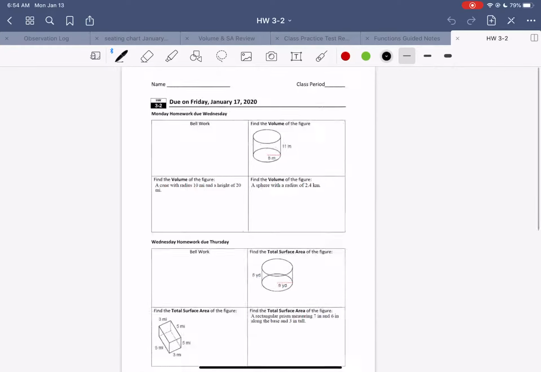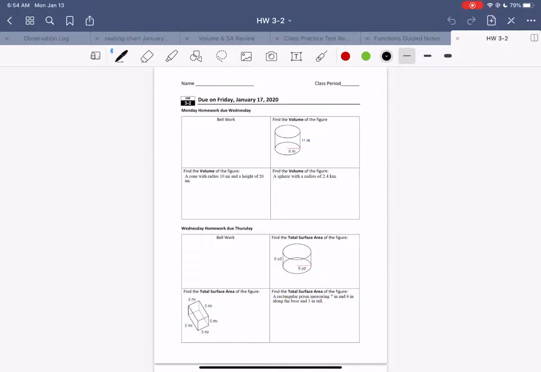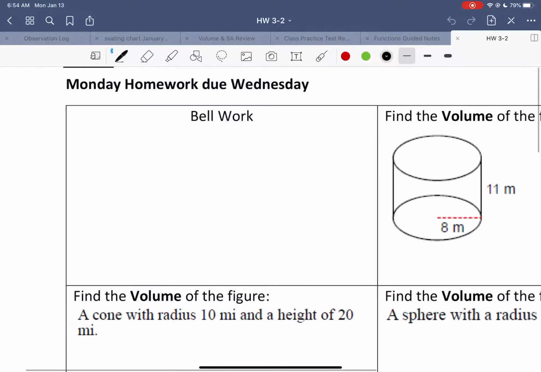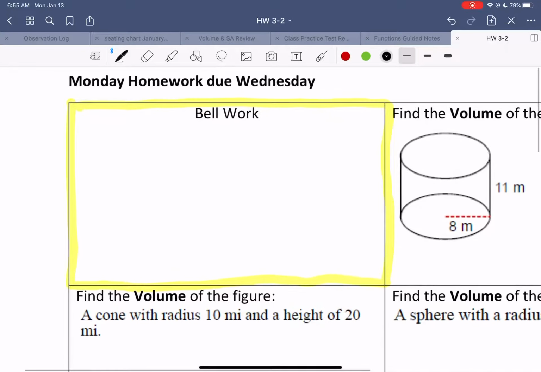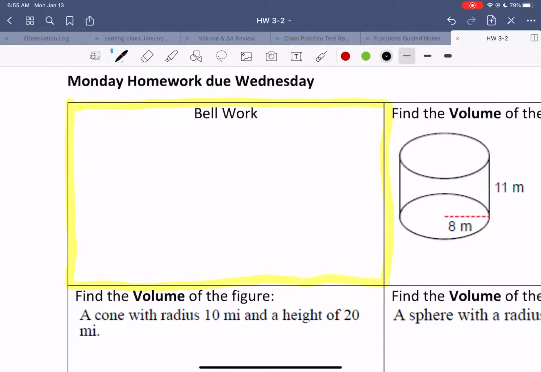Okay, welcome back. Here's our first homework of the third 9 weeks. So we're starting something new. On each day that we will have bell work, we've left a space for that. You'll need to bring your homework paper each day in order to get credit for that bell work. That will be at the beginning of class. So make sure you bring your homework paper so that you are able to get full credit on your homework.